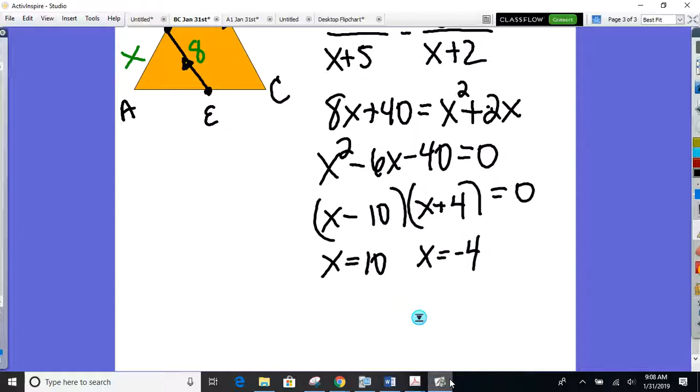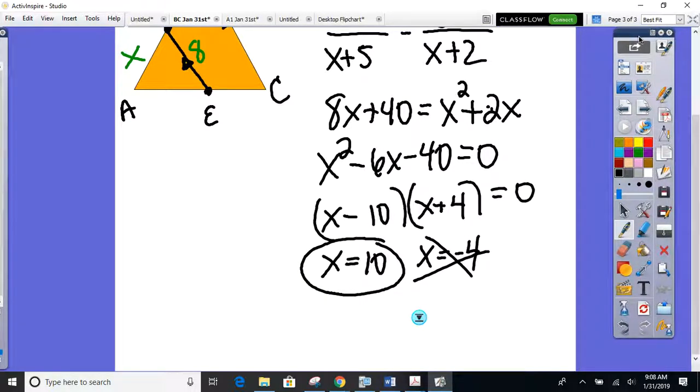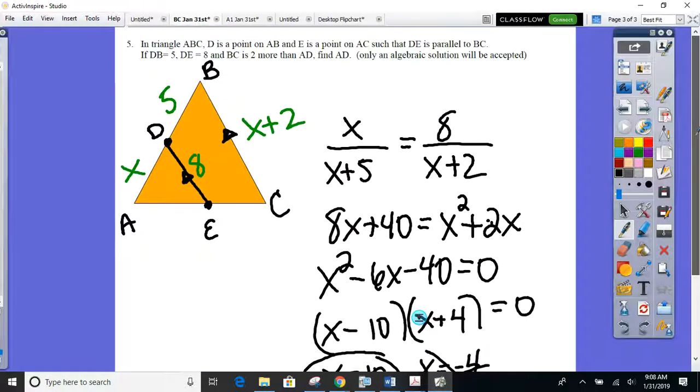Which one is there to reject? Got to reject the -4, not because it's negative. Why? Because when I plug it in, it gives me a side length that's negative. So 10 is it. Go back tomorrow, be a little disciplined, say, okay, what do I need to find? AD, what did we label AD as? X.